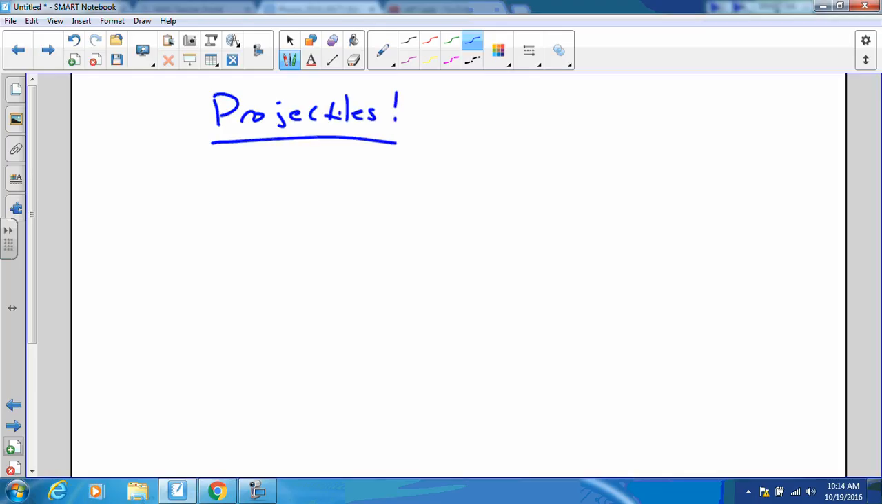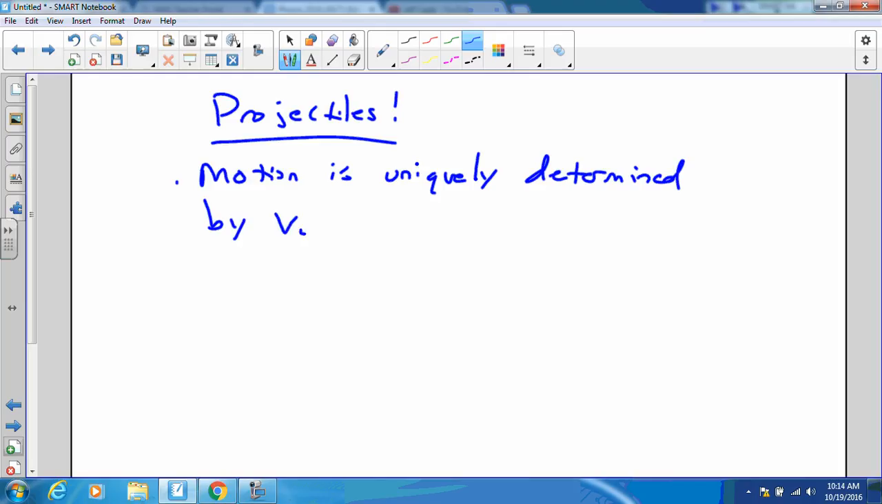In particular, with projectiles, the key point is that as soon as the projectile leaves the hand, gravity takes over, and the motion is uniquely determined by what? Exactly. Motion is uniquely determined by the initial velocity vector, v0, and the acceleration will always be 0, negative g. These are the two things.